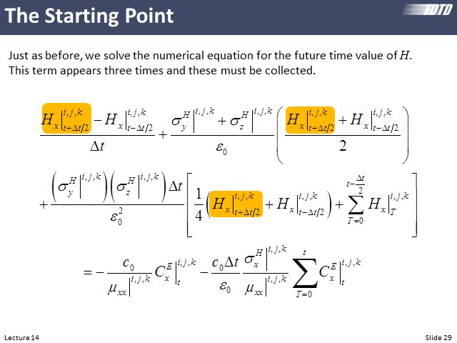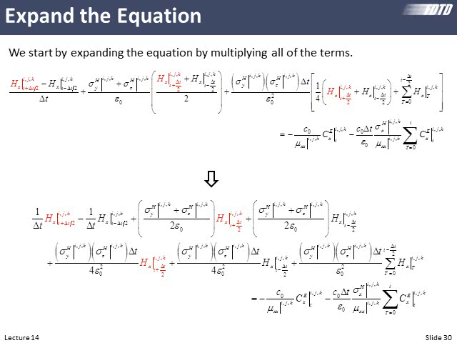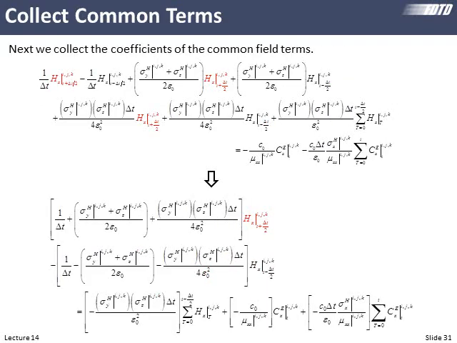We'll multiply everything out, collect the terms, keep that h field on the left, move everything else to the right, etc. So first thing, expand the equation. This top equation was our starting point. After we multiply everything out, we end up here. Then we collect all the terms. So our h fields only occur one time.